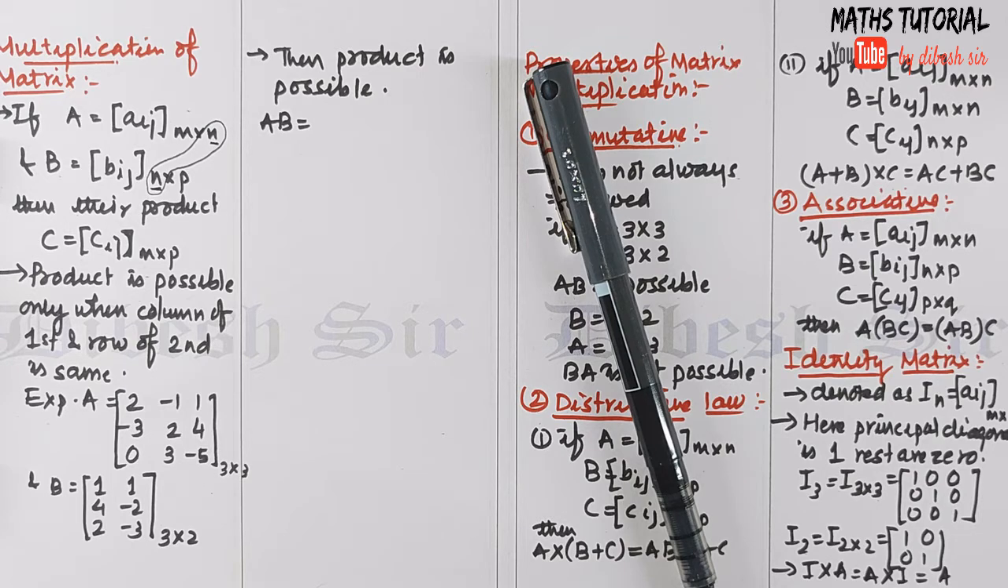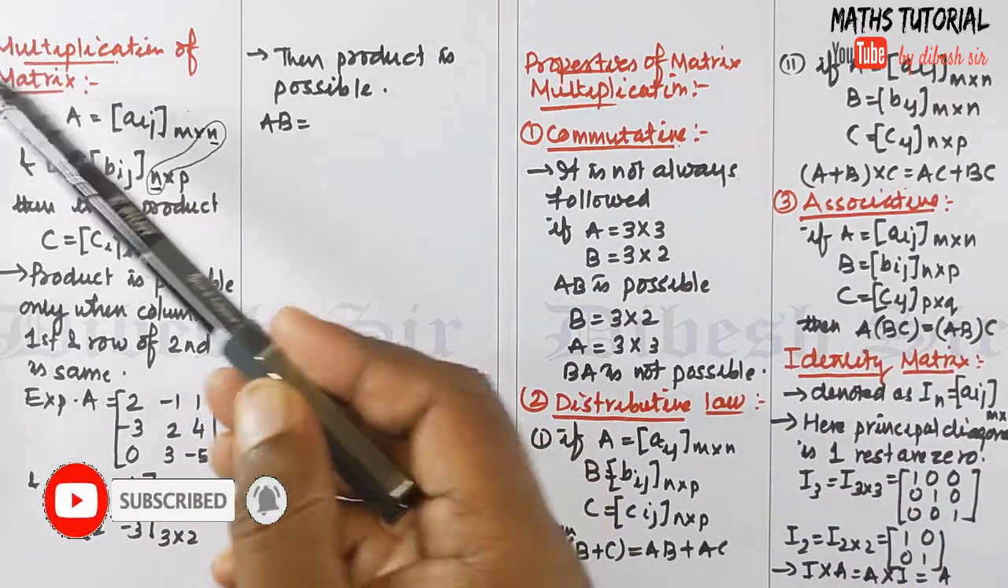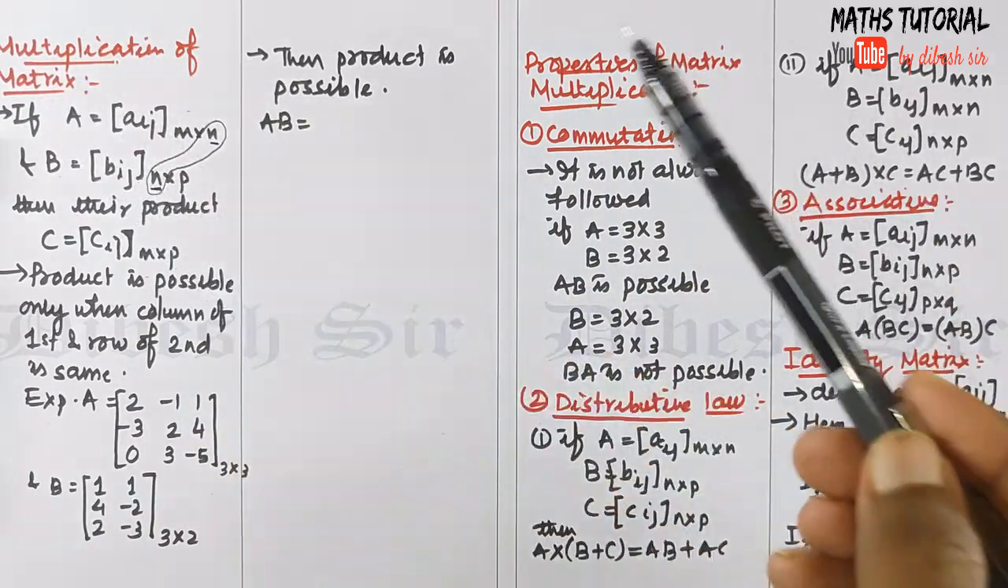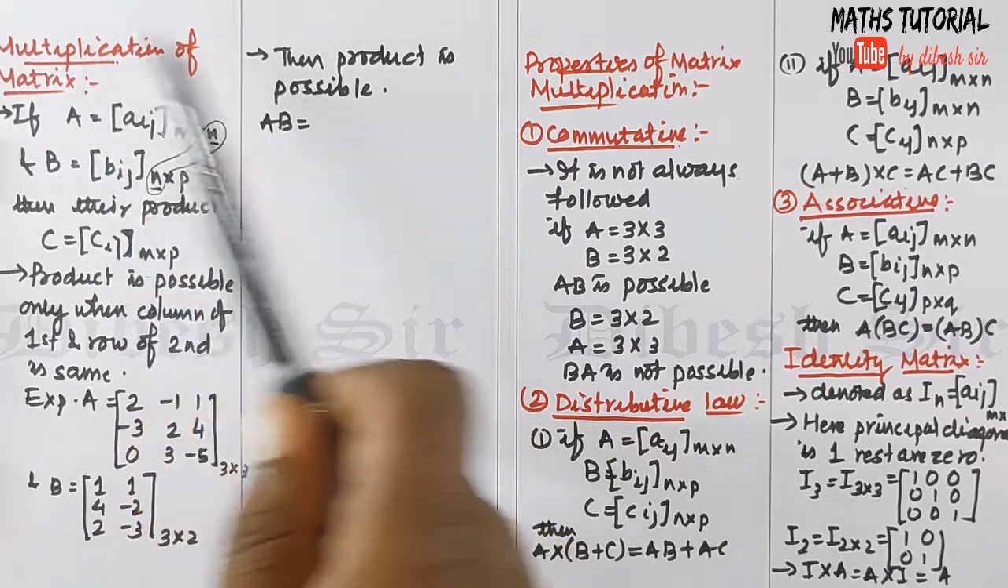In our previous class we discussed some examples of matrix, and in this class we discuss multiplication of matrix, properties of matrix multiplication and identity matrix. So let's start. Multiplication of matrix.